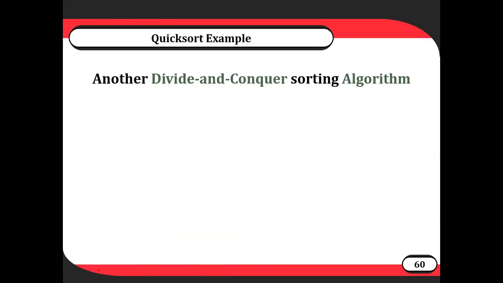So another divide and conquer sorting algorithm is quicksort. And quicksort is, if you run a sort in, I think C uses quicksort.